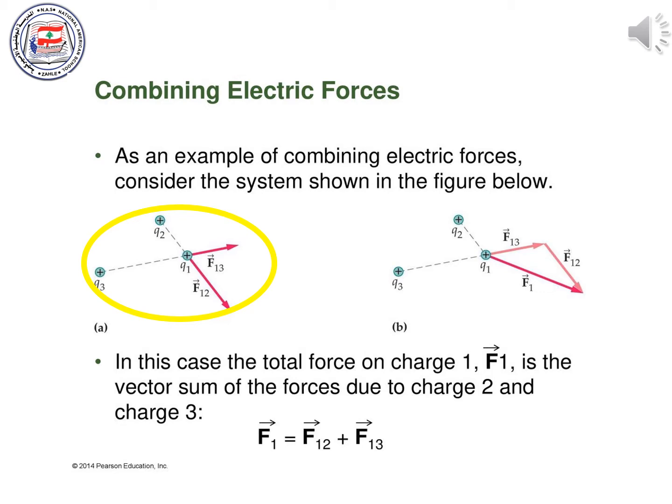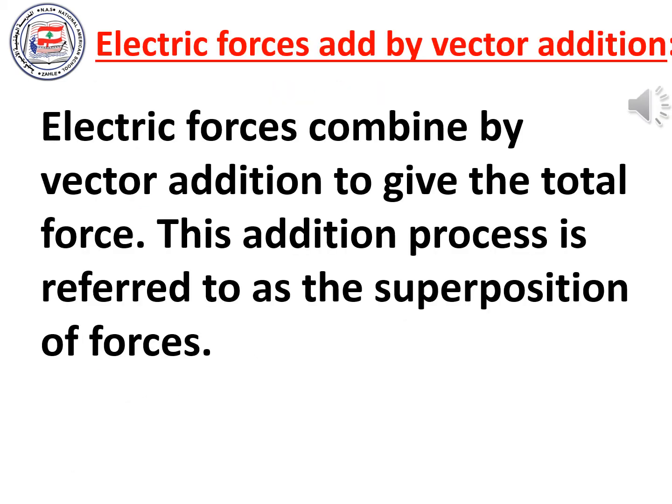In order to add them, we cannot just add the magnitudes of the forces because forces are vectors. They have magnitude and they have direction. So in order to find the total force, we need to add them as we add vectors. Electric forces combine by vector addition to give the total force. This addition process is referred to as the superposition of forces. So we do a superposition of forces, which means we add the forces by a process called vector addition. And I'm going to talk in detail about it now.